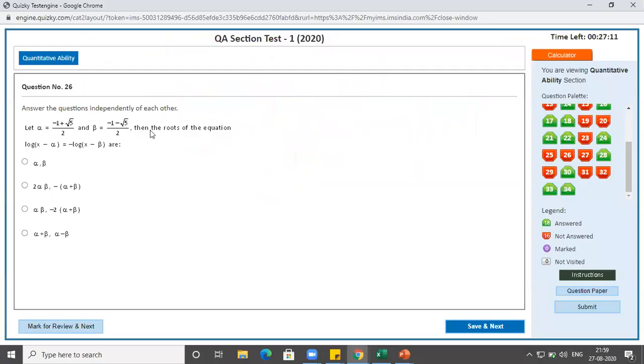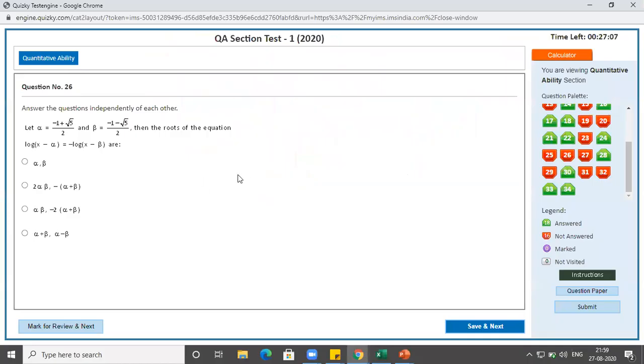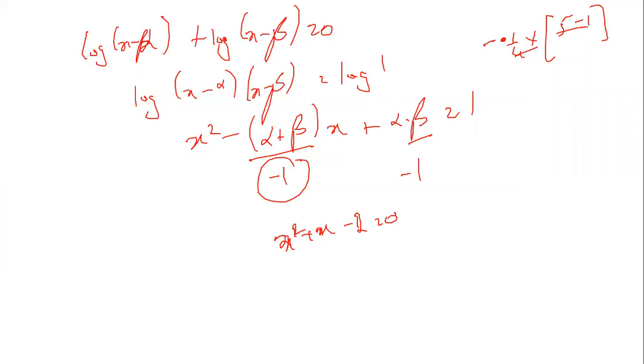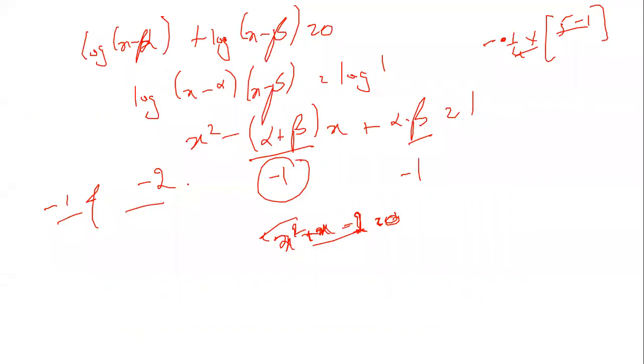What did I find? Then the roots of this equation. Okay, x square plus x minus 2 is equal to 0. Either we will find the roots using the formula, or the sum is going to be minus b upon a, and product is going to be minus 2. Right, so we need to see the two roots whose sum is coming out to be minus 1, alpha plus beta, and minus 2.